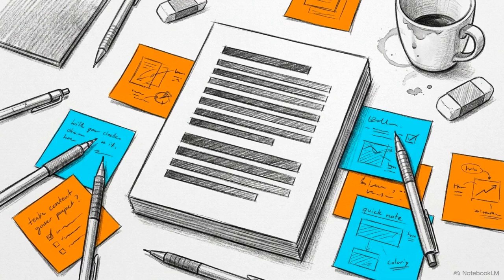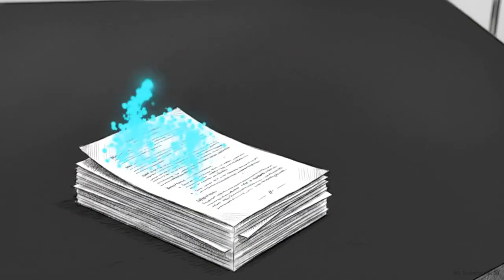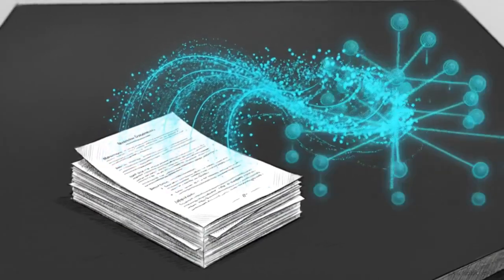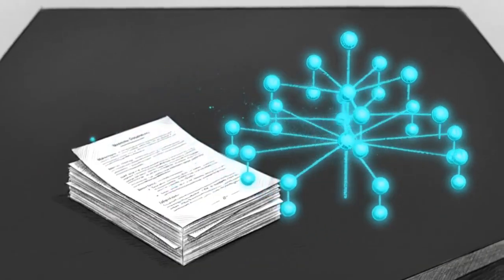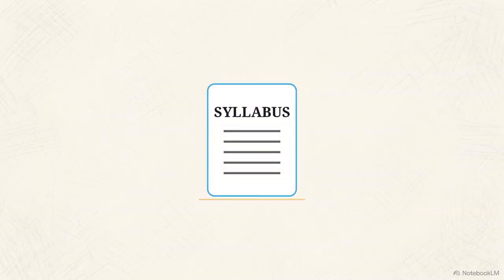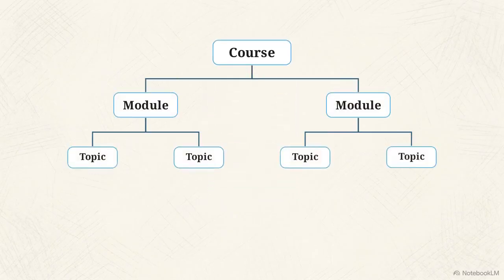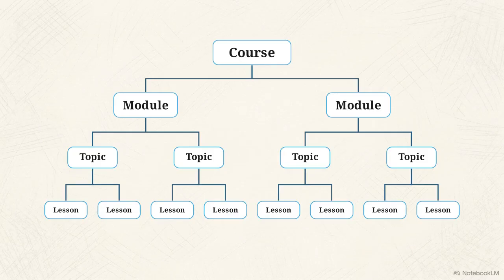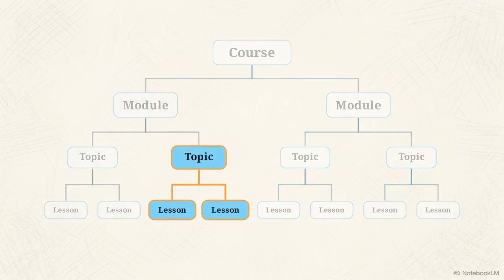You spend weeks designing a syllabus, carefully plotting out every module and topic. But at the end of that process, you are usually left with a static document that does nothing to actually operate your class. Today, we are going to convert that static PDF into a fully interactive course hierarchy, breaking it down into courses, modules, topics, and lessons in under 10 minutes.